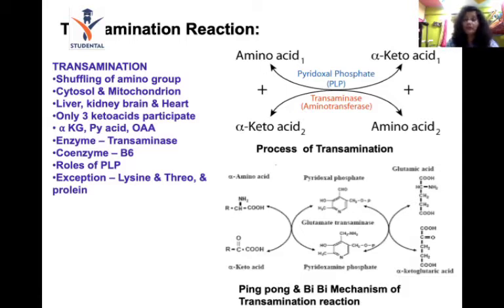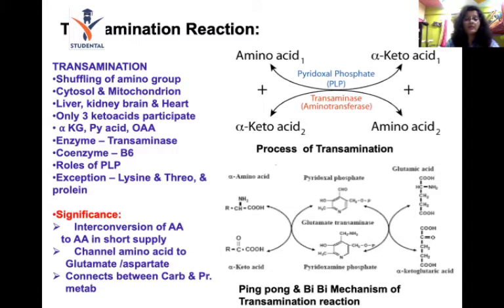So what is the importance of transamination reaction? A few points we have already noted down in the last slide, so let's revise it. The significance is that it helps in the interconversion of amino acids which are in short supply. Every non-essential amino acid can be synthesized from another amino acid. So this is the significance of transamination reaction.